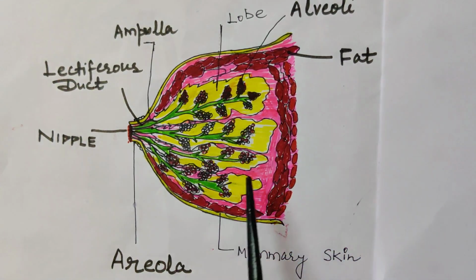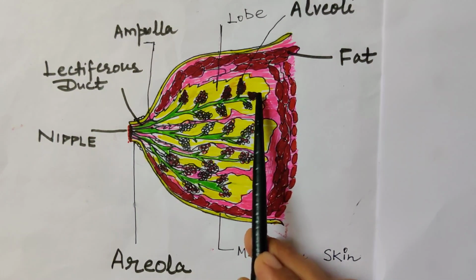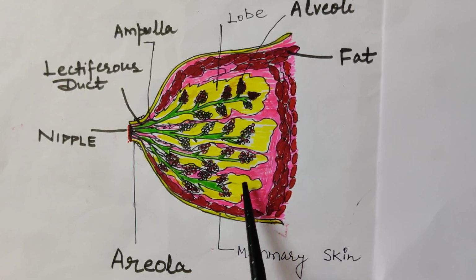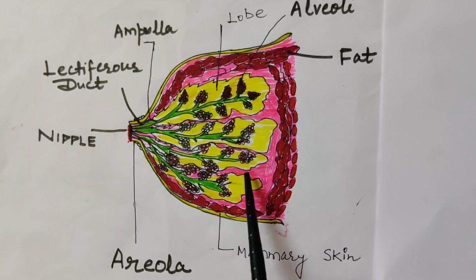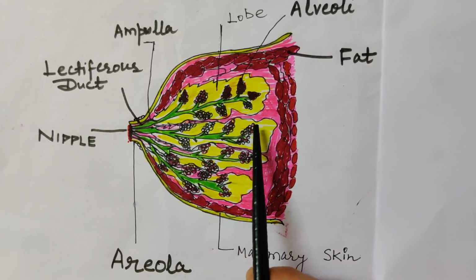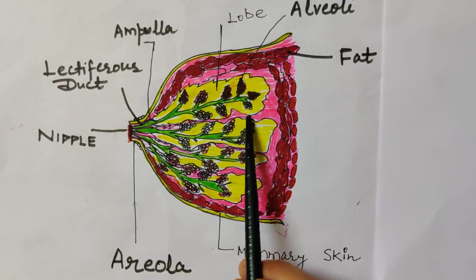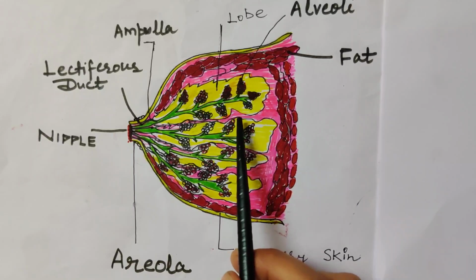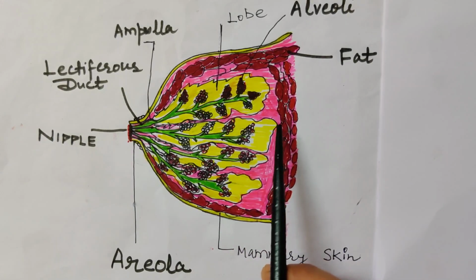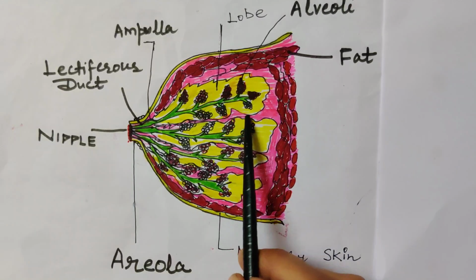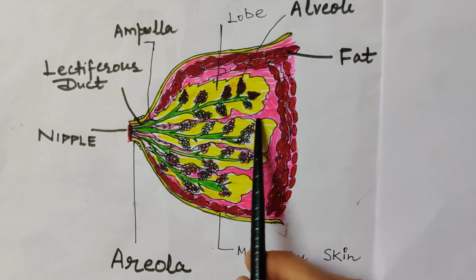Each breast from inside is divided into 15 to 20 glandular lobes. This yellow structure is showing the glandular lobes. How many glandular lobes are present in each breast? 15 to 20. And how are they separated from one another? Glandular lobes are separated from one another by connective tissue, dense or fibrous connective tissue, and adipose tissue. This red structure is showing adipose tissue.